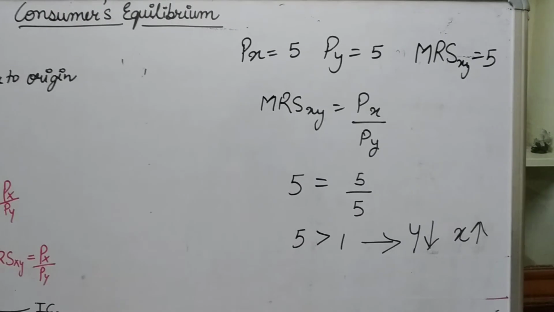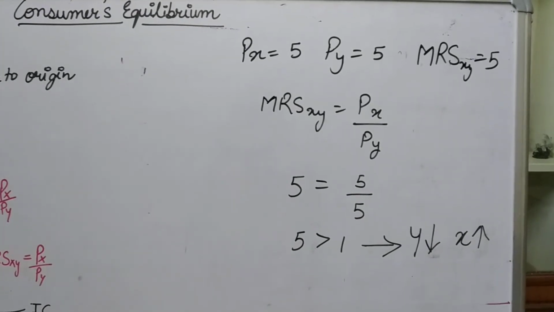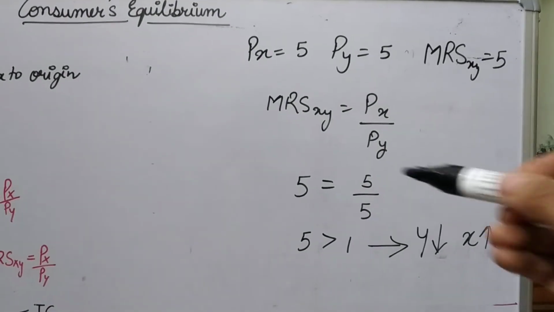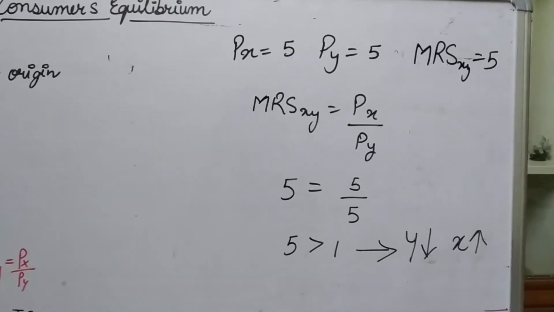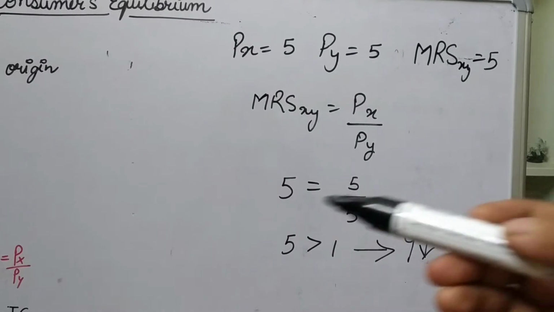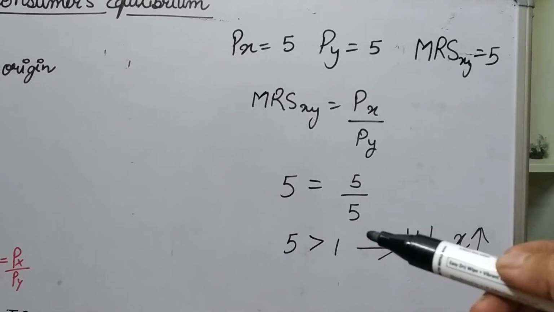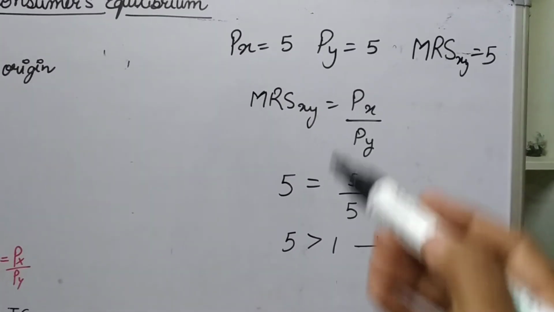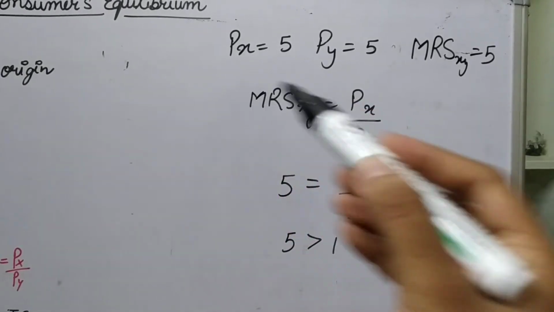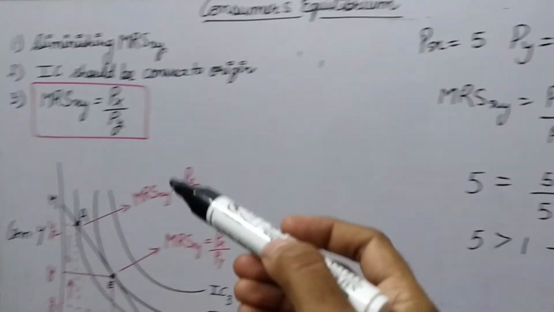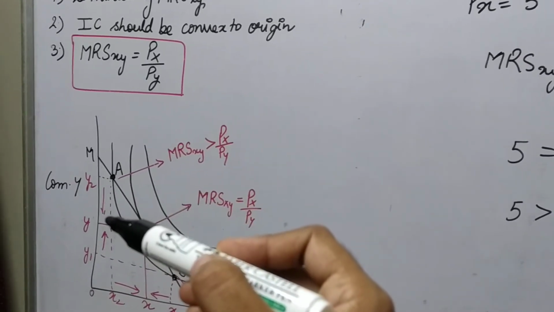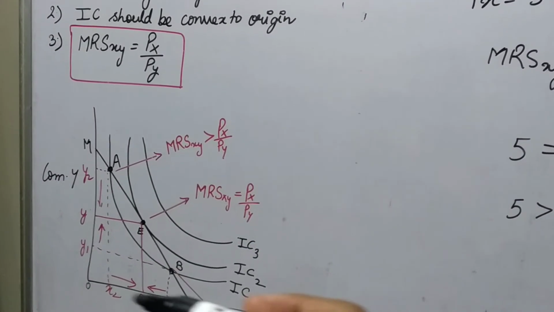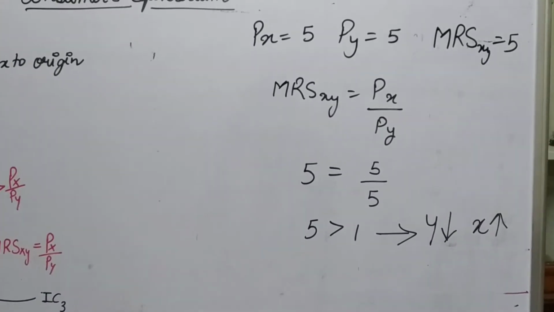See this question. Px and Py were given, MRS of XY was also given. So this one is your condition: MRS of XY should be equal to Px upon Py. When we put the values in the condition, 5 upon 5, so 5 is greater than 1. That means MRS of XY is greater than Px upon Py. And whenever the MRS of XY is greater than Px upon Py, we reduce the units of the Y commodity and we increase the units of the X commodity. The same thing we are doing over here also.